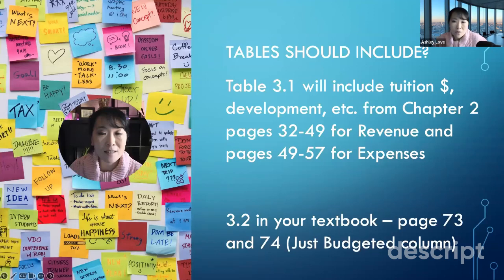And you're going to include table 3.2, which are expenses. And you're going to look at some of these pages in your textbook to get a feel for what you need to include in your tables. After each of the tables, you're going to have some justification.